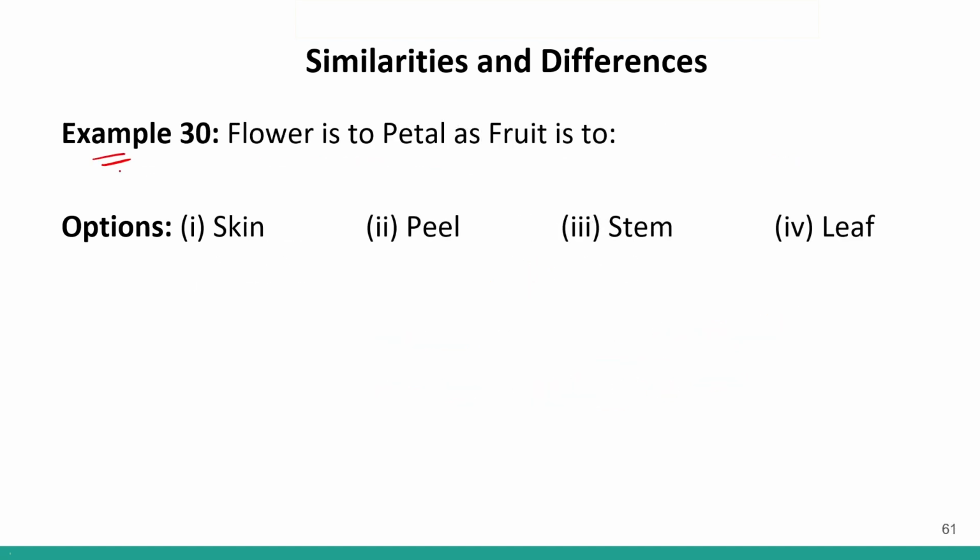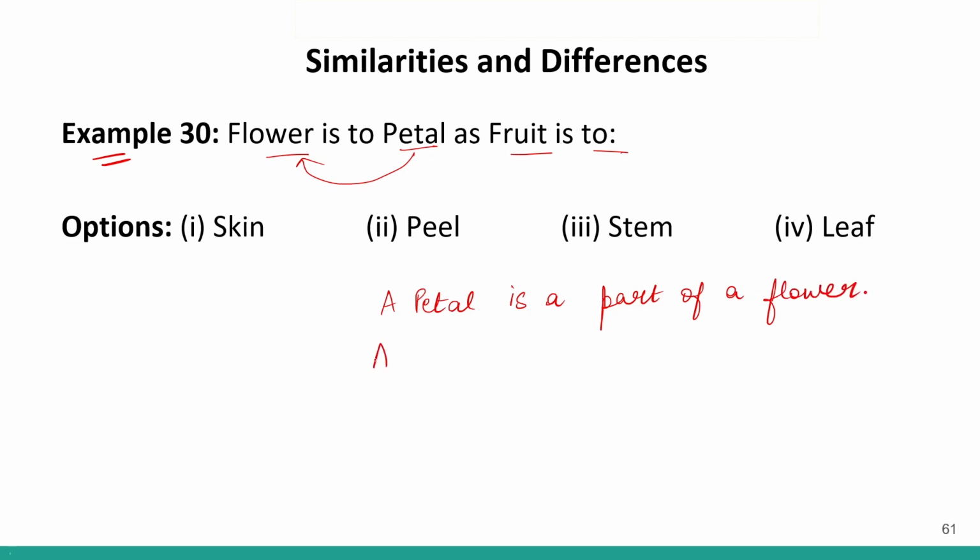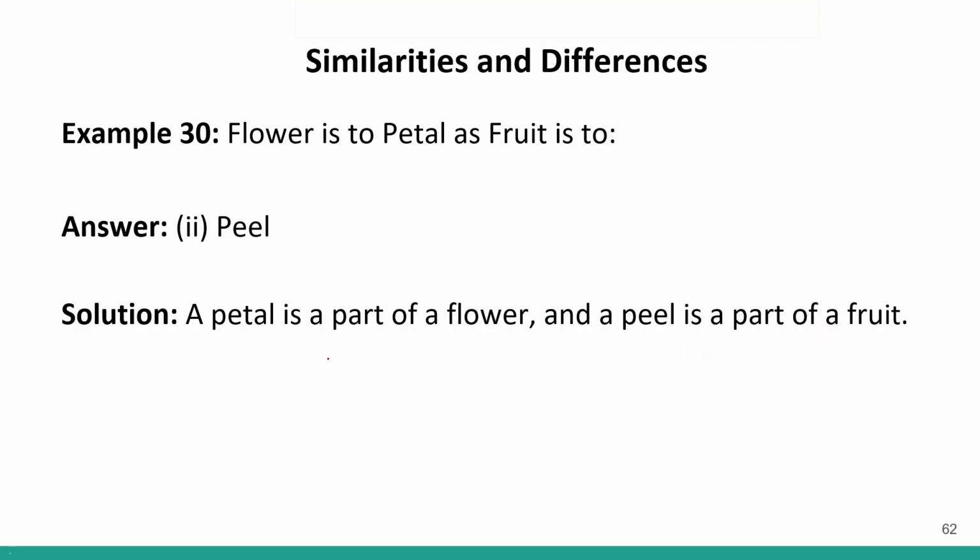Now, example number 30. Flower is to petal as fruit is to what? So I can say that a petal is a part of a flower, correct? So similarly, I have to find a word which is a part of a fruit. So out of all the given options, I can see that a fruit has a peel. So my answer will be option number 2, peel. So here you can see a petal is a part of a flower and a peel is a part of a fruit.